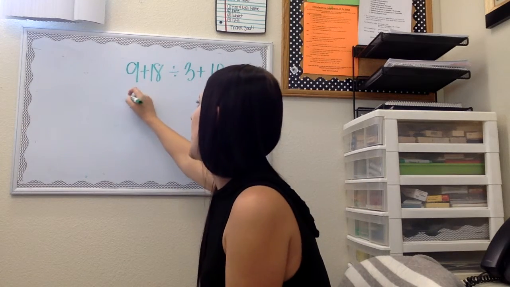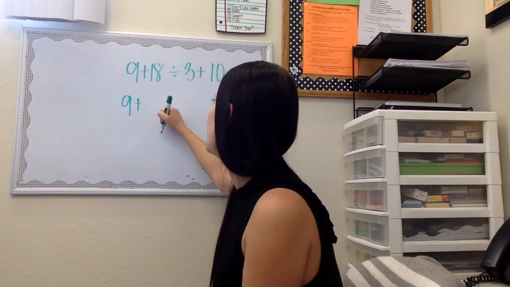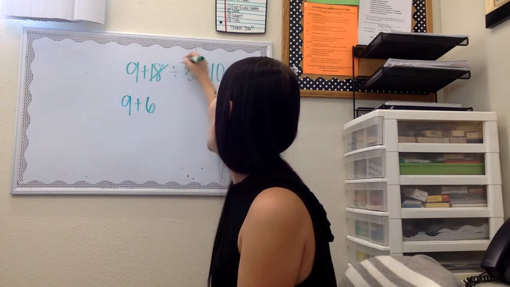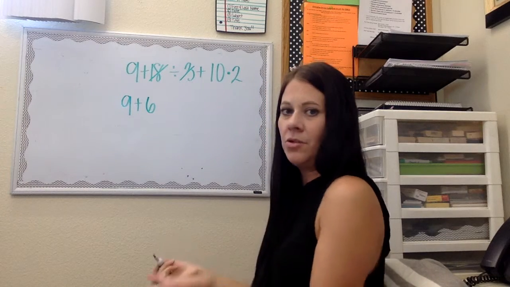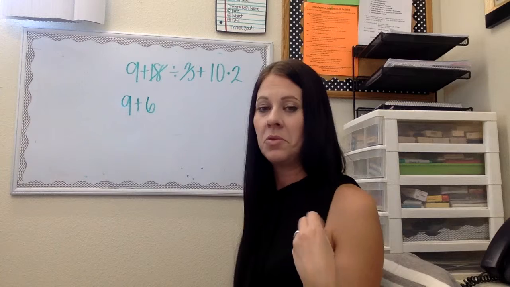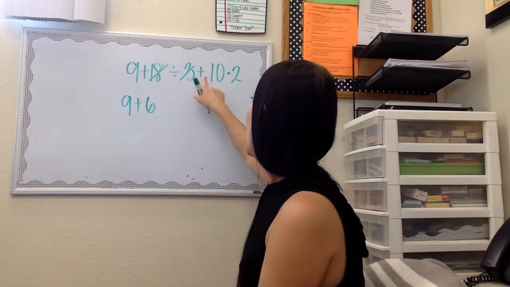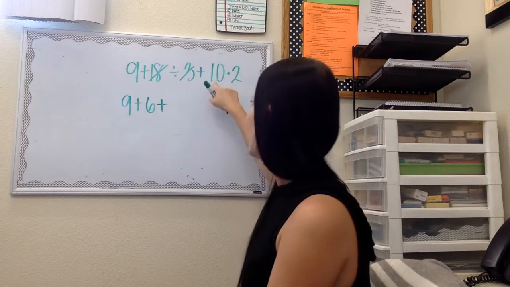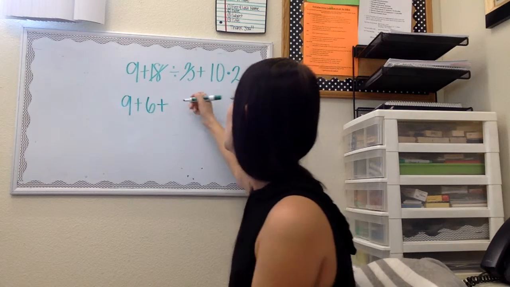So I'm not going to touch that 9, so I leave the 9 plus. 18 divided by 3, I end up with a 6. If you want to help yourself out, cross out what you worked with, what you fixed, what you did in that step, and that way you don't do something twice. I know I'm not going to touch anything addition, so I'm going to leave that, and now I have 10 times 2, which is 20.